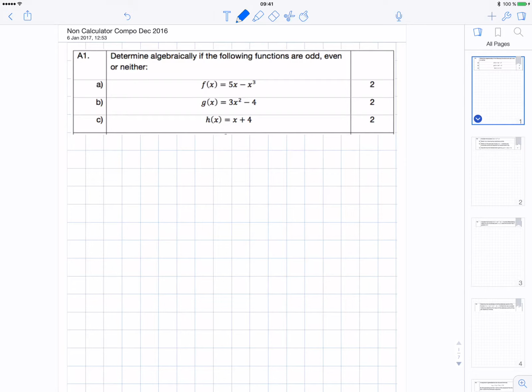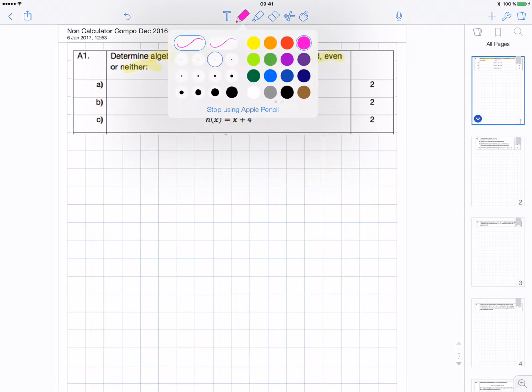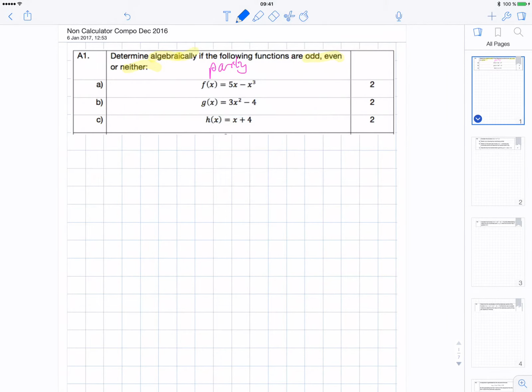Determine algebraically if the following functions are odd, even or neither. Now highlight the important part. So it's this: algebraically if they're odd, even or neither. We could also say the parity. I could call it the parity. So we'll start with A. I'm going to give myself lots of space. Notice it's only 2 marks.